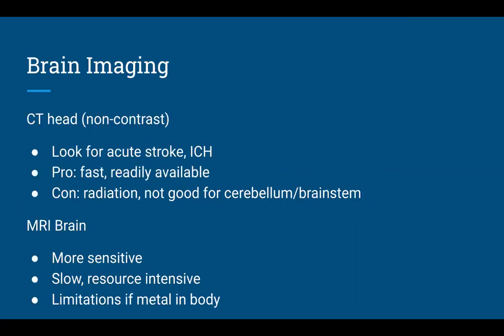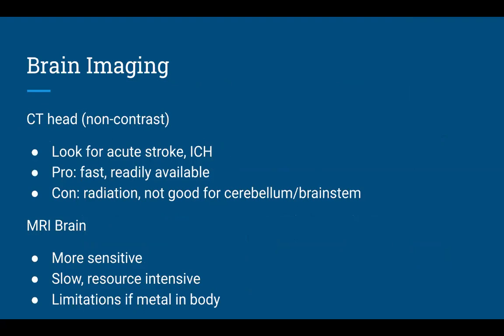All right, and so going on to the brain imaging, I think we all know a CT scan happens really fast. So that's probably your best choice in the emergency room for these patients. The cons to doing a CAT scan is obviously that there's radiation associated with it, and it's not great at viewing the cerebellum or brainstem lesions. However, a CAT scan is important if you're looking for acute stroke or a bleed.